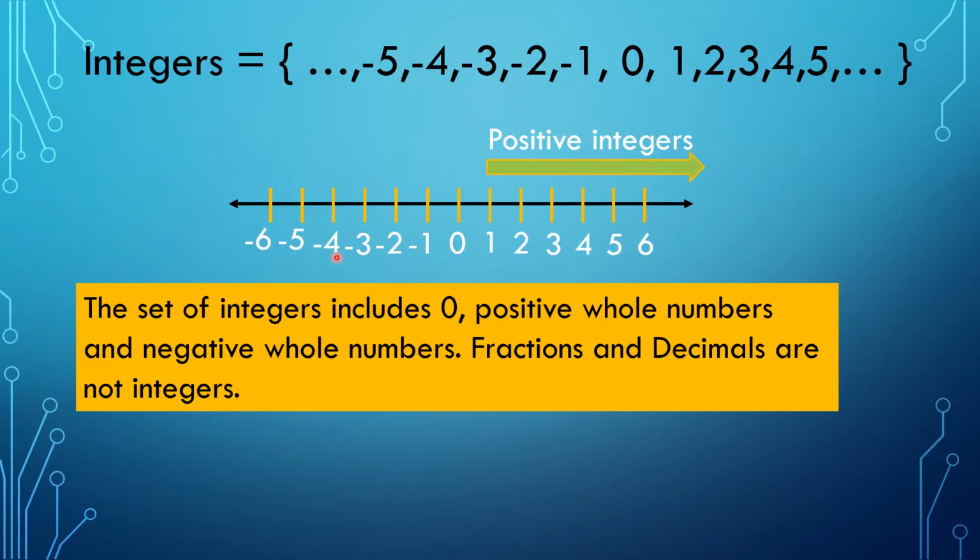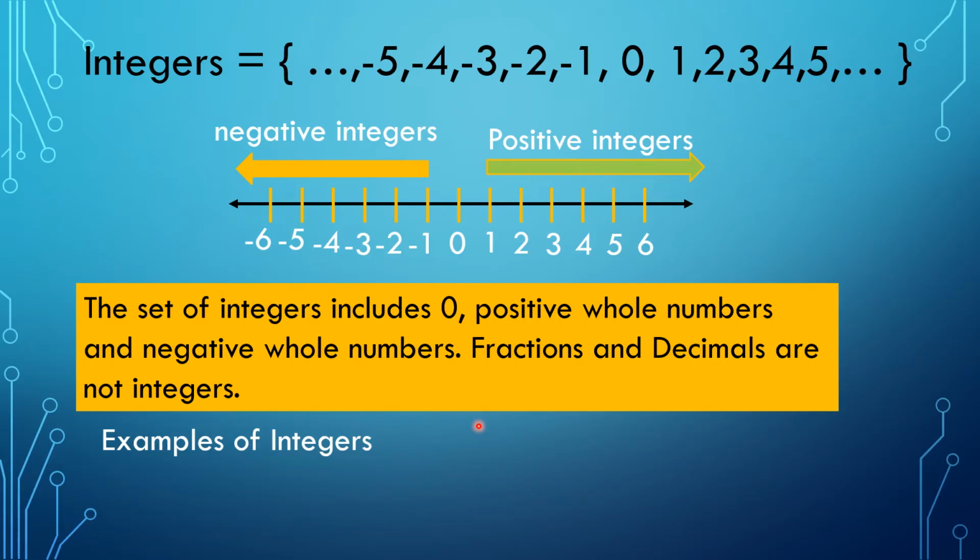And to the left of 0 are negative integers. Negative 1, negative 2, negative 3, negative 4, negative 5, negative 6, so on and so forth, continuous. 0 is not positive nor negative. It's not negative, it's not positive. Okay?